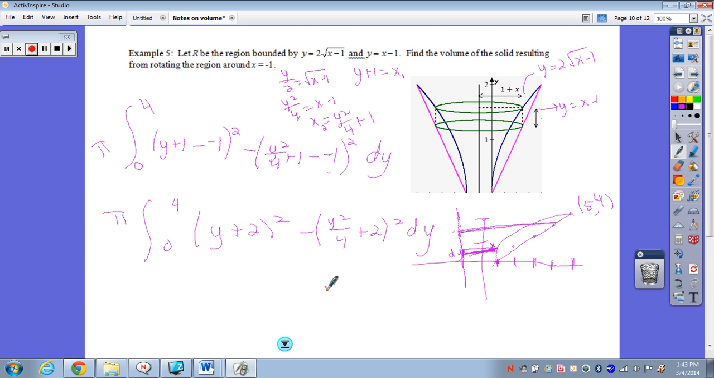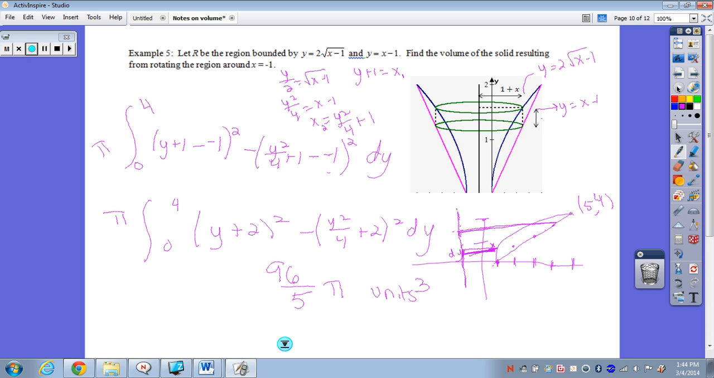If you didn't have your calculator, you'd have to square all this out, like using FOIL or distributing it, and then integrating each term separately. But if we do this on our calculator, just pause the video and try it on your calculator, and then we can check our answers. Okay, so you should have got 96 over 5, and then we have to multiply by pi, and we're going to put units cubed again.